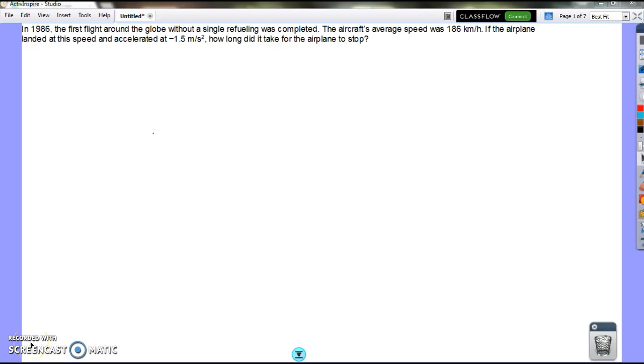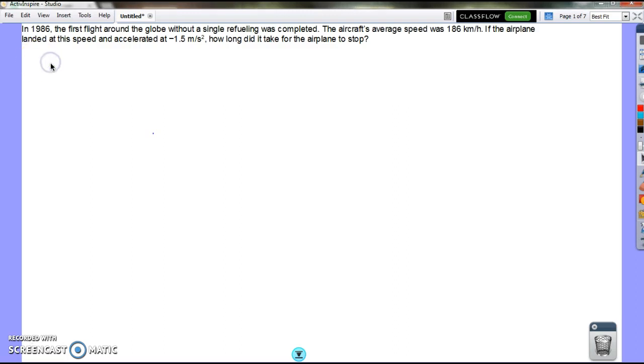All right, guys. So today we are looking at one-dimensional kinematics practice. This is just one-dimensional motion. And so number one says, in 1986, the first flight around the globe without a single refueling was completed. The aircraft's average speed was 186 kilometers per hour.